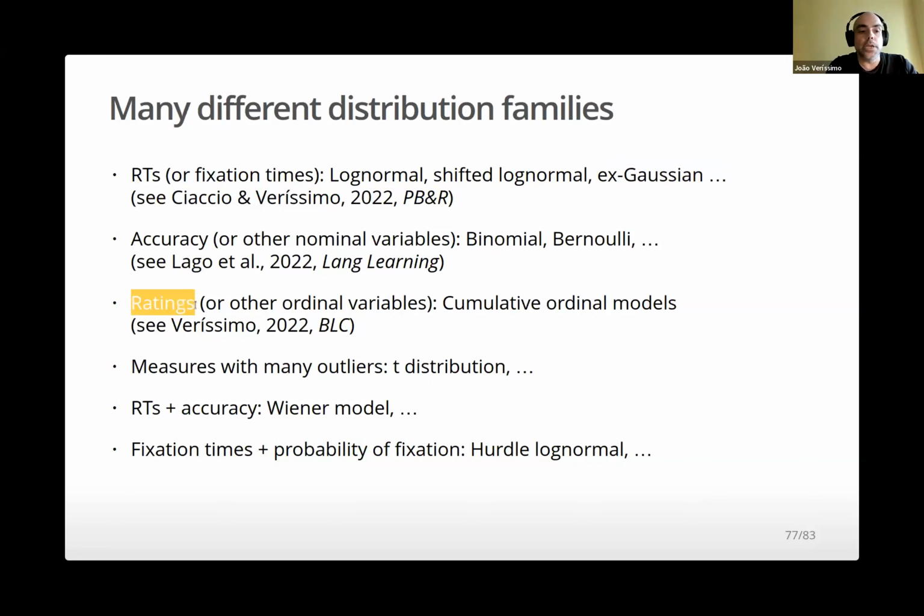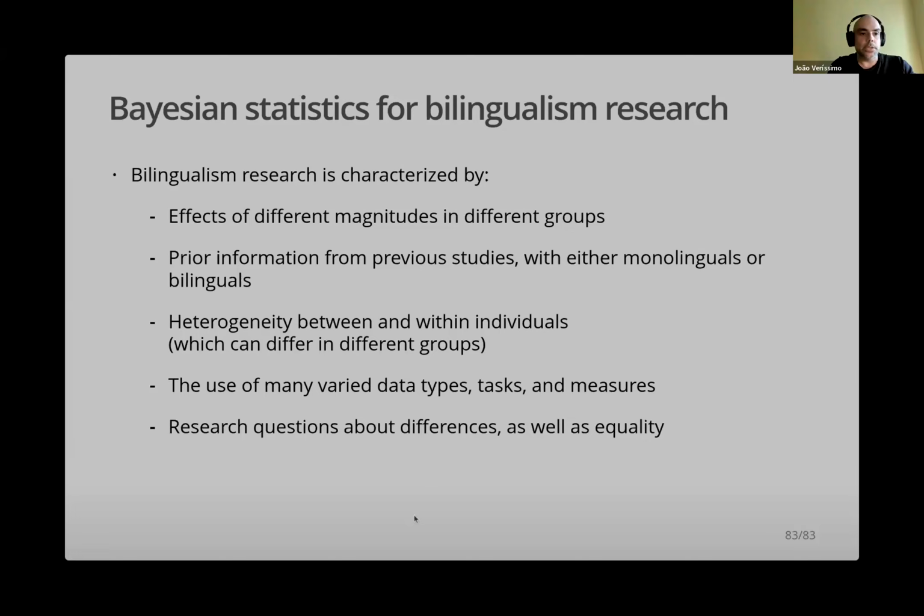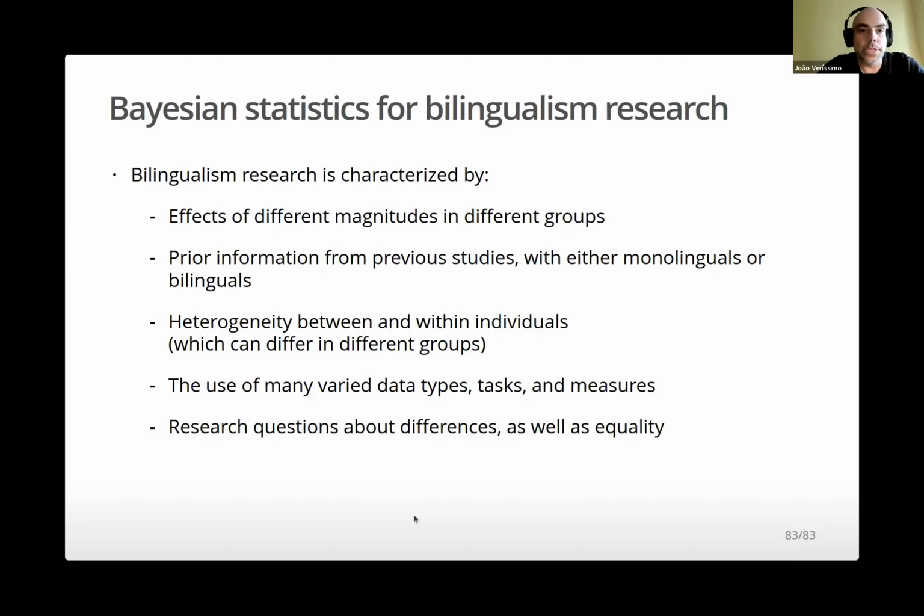If we're trying to analyze ratings, for example, self-ratings of proficiency or other language profile variables, we can fit ordinal models. I have a paper about that in BLC explaining how to fit Bayesian ordinal models. And we have all sorts of other more complicated models that can be suited to the task at hand. And with that, I conclude my presentation.